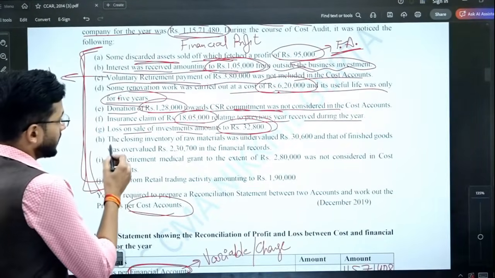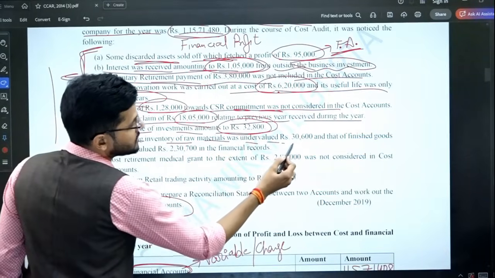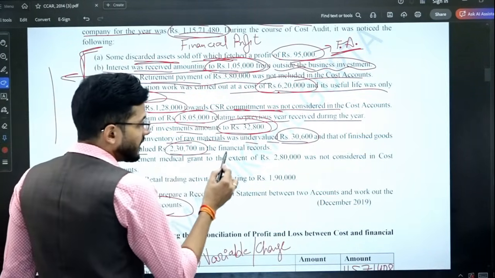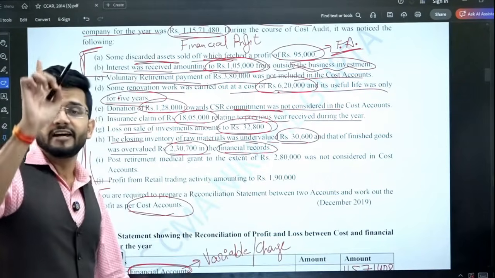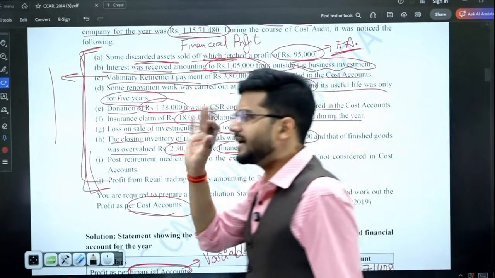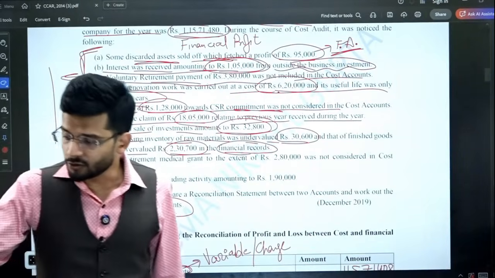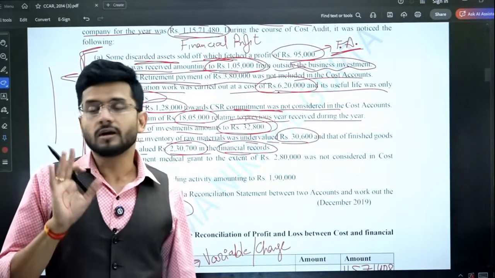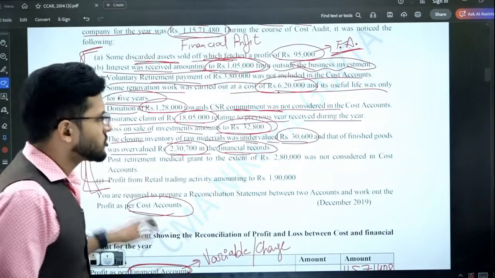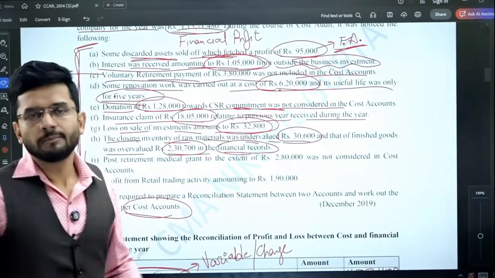Next, the closing inventory of raw material was undervalued by 30,600 and that of finished goods was overvalued in the financial records. Very, very important. Please mark it as very, very important. Most of the students get this wrong. They are confused in this adjustment and they are not able to understand it and they just get it wrong. So first of all, you need to understand one very important fact.